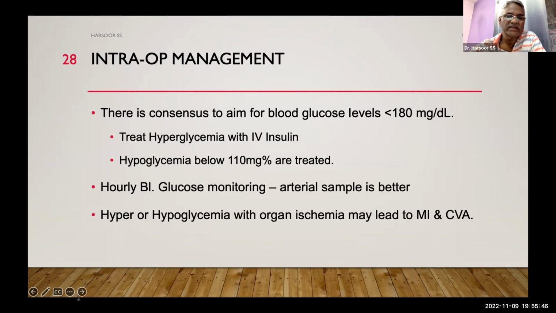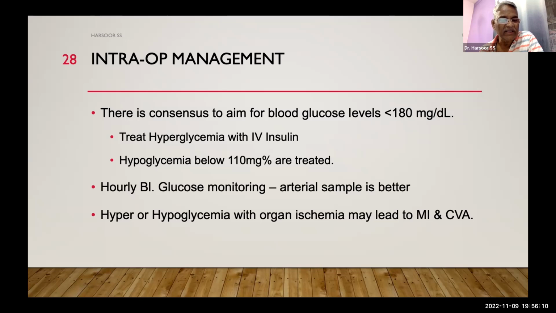As I said earlier, there is a consensus with regard to the blood glucose levels at 180. So whenever there is hyperglycemia, we need to manage that with intravenous insulin, or if there is hypoglycemia below 110 milligrams, that also must be treated with the administration of 50% glucose or whatever practice we use in our institution.